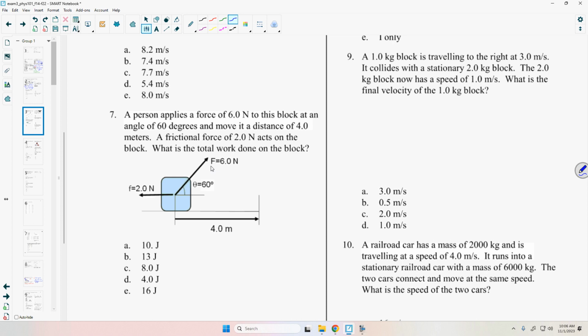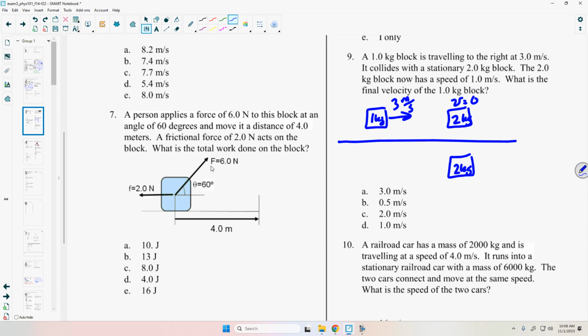So I have a 1 kilogram block traveling to the right at a speed of 3 meters per second. It collides with a stationary 2 kilogram block, V is equal to 0. Then the 2 kilogram block now has a speed of 1 meter per second. What is the final velocity of the 1 kilogram block? I tell you that the speed is 1 meter per second, but is that going to be to the left or to the right? It has to be to the right, right?